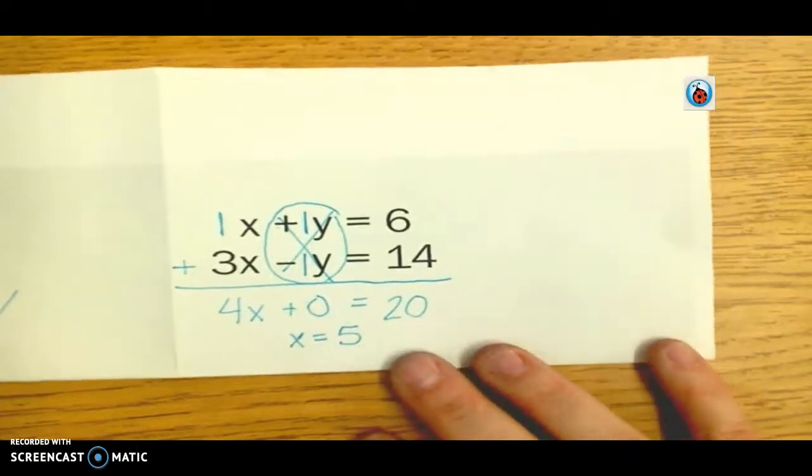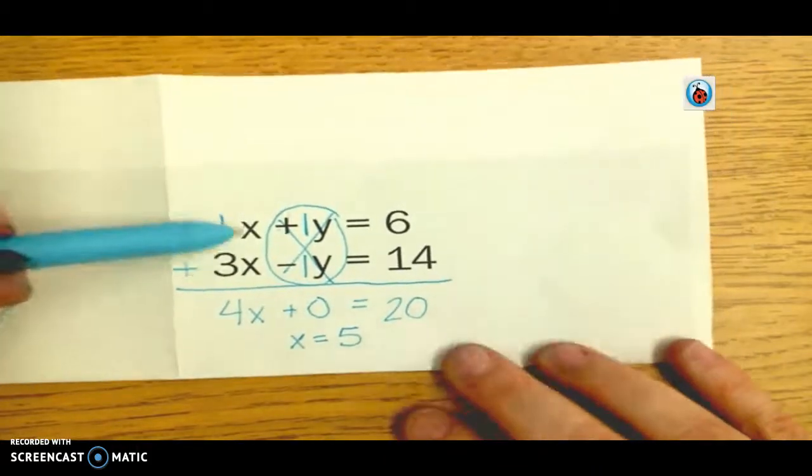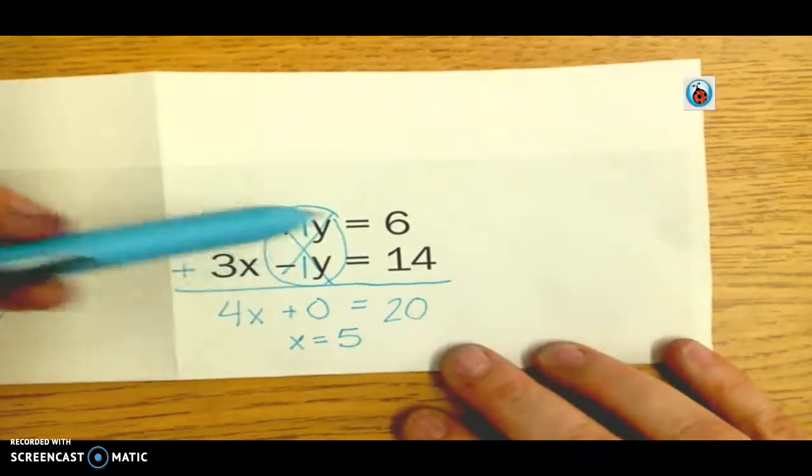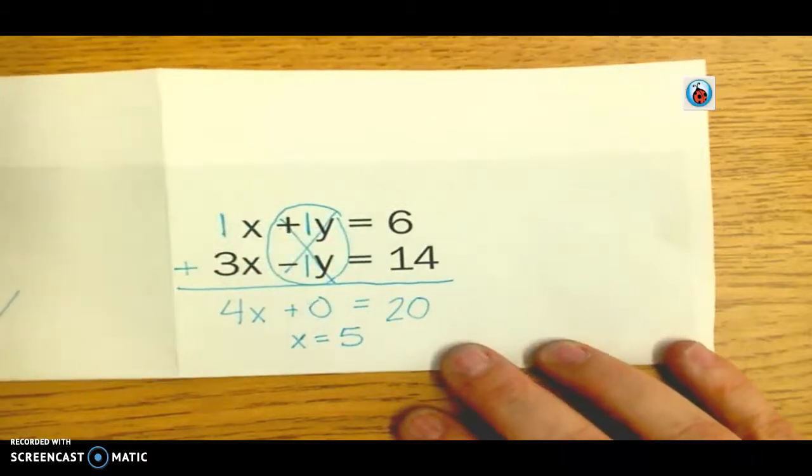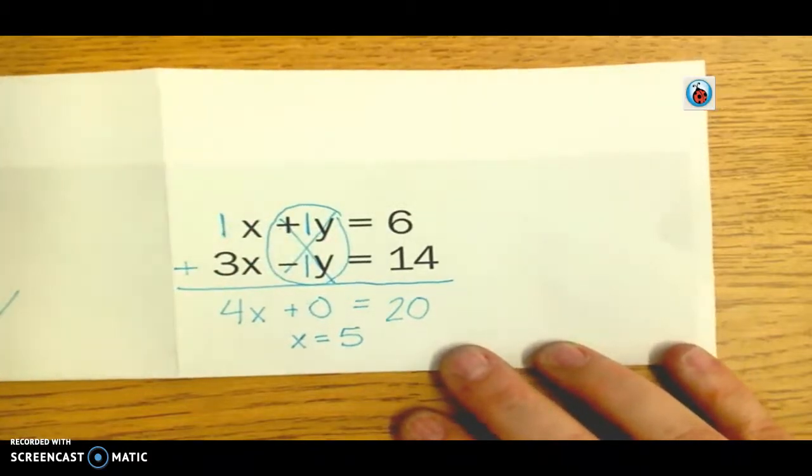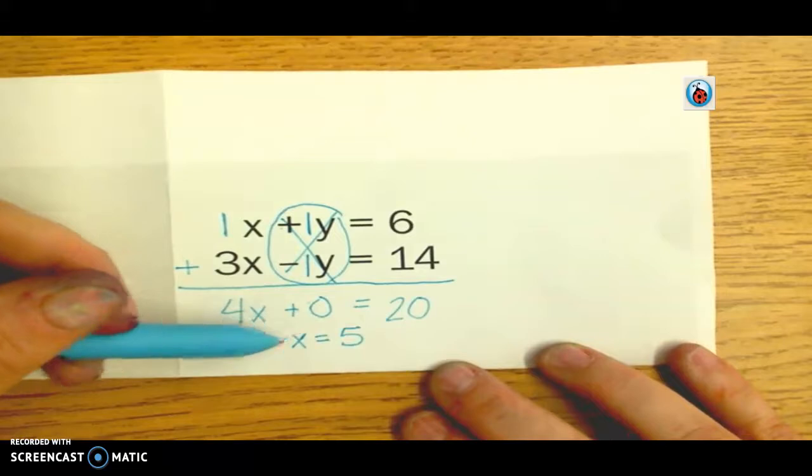Okay, so the elimination method, again, notice what's happening here. My x's are lined up, my y's are lined up, my constants are lined up, everything's lined up, and I just kind of add straight down, adding my like terms. All right, so I have my x equals 5.